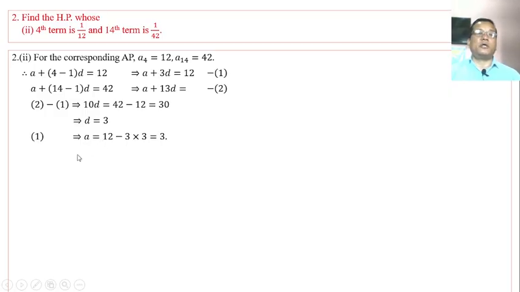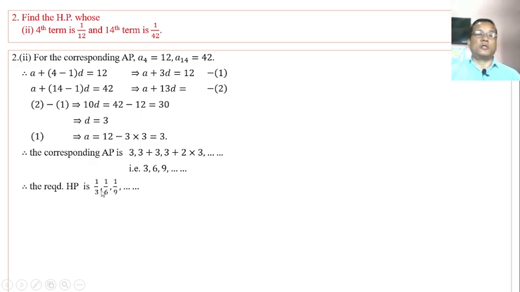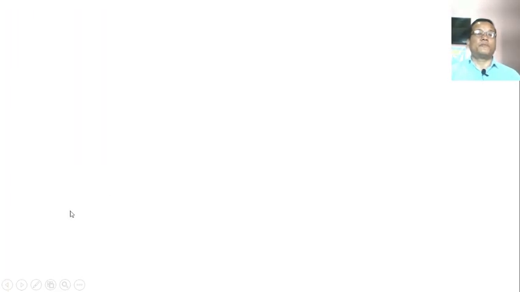A and D are found, so the corresponding AP is: first term 3, plus 2 times 3, and so on. Taking the reciprocal of these terms gives the required HP. Therefore the required HP is the reciprocal: 1 by 9, and so on.